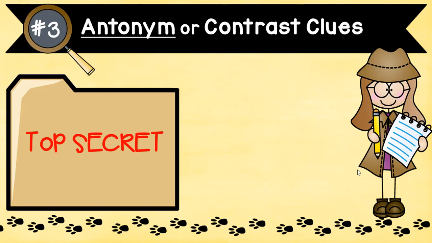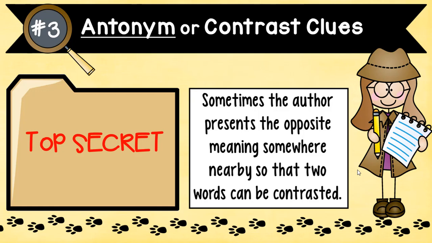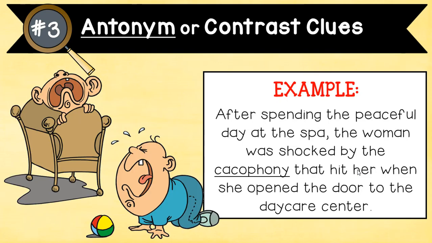Sometimes they give you an antonym or a contrast clue. An antonym is the opposite of the word that we don't know, or they're doing a contrast, they're giving us something different to help us understand the word better. So sometimes the author presents the opposite meaning somewhere nearby so that two words can be contrasted. So here's an example. After spending a peaceful day at the spa, the woman was shocked by the cacophony that hit her when she opened the door to the daycare center. So the antonym or the contrast clue in this example is peaceful. That is an opposite, that's an antonym to cacophony.